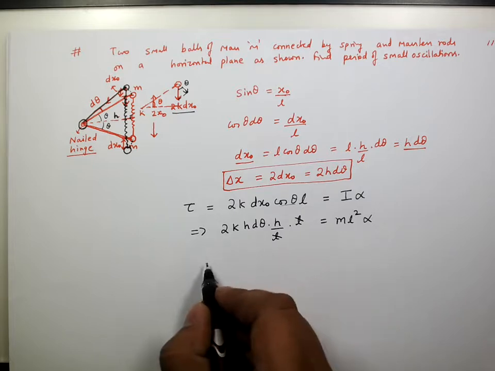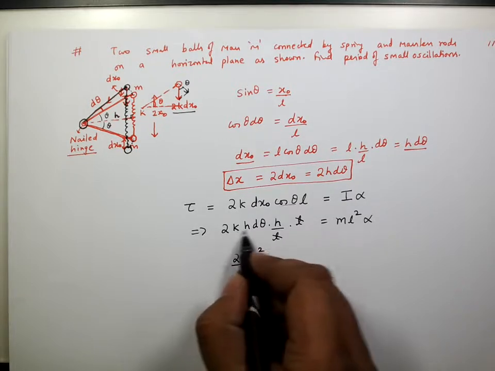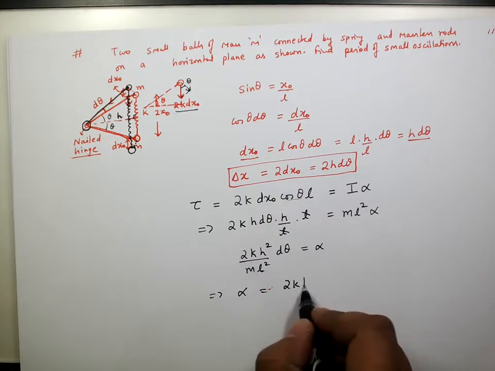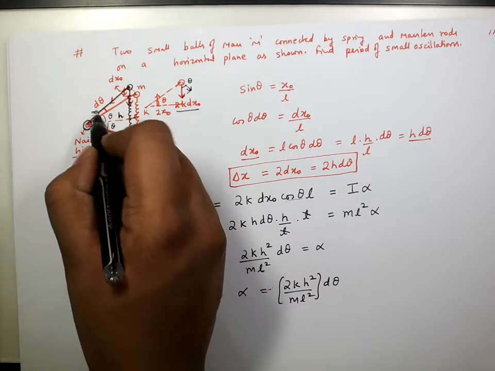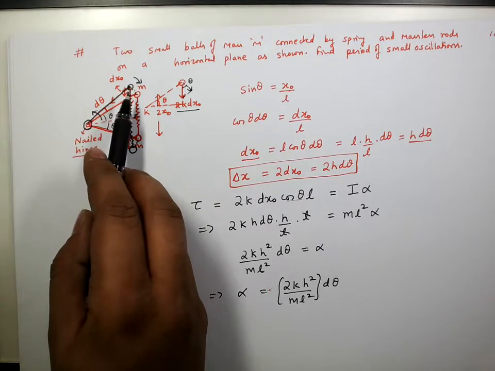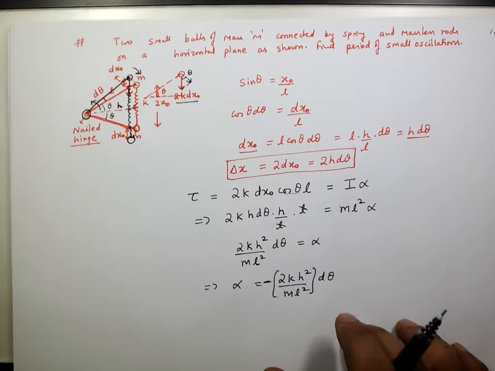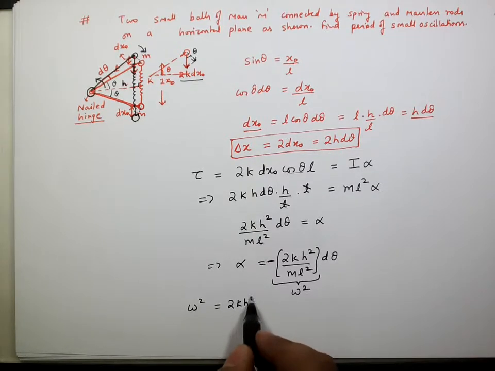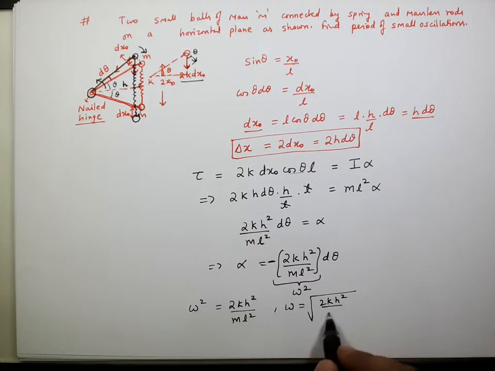So I cancel these. So I have 2k h square upon m L square d theta is equal to alpha. Implies that alpha is equal to 2k h square upon m L square d theta. Now the negative sign is implied because the angular displacement was anti-clockwise and the torque is clockwise. So I can easily write a minus sign here. That is implicit here. And we recognize that this is the SHM equation and this coefficient will be equal to omega square. So omega square is equal to 2k h square upon m L square. So omega is equal to root of 2k h square upon m L square.